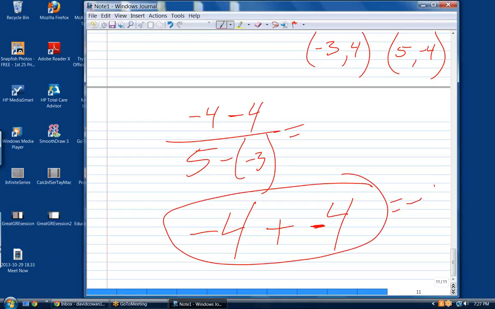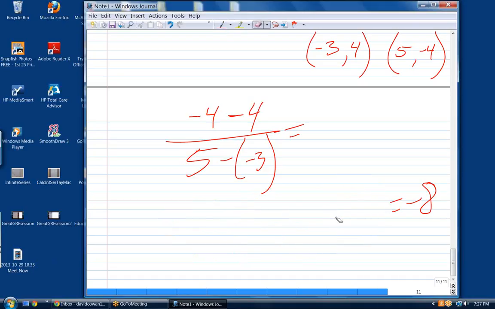Okay, yeah, -8. See the difference? See how much easier it is if you turn a subtraction problem into an addition problem. You never have a problem with it. Okay, cool. Always do it, whether there's variables, numbers, or anything else. So the numerator is -8.